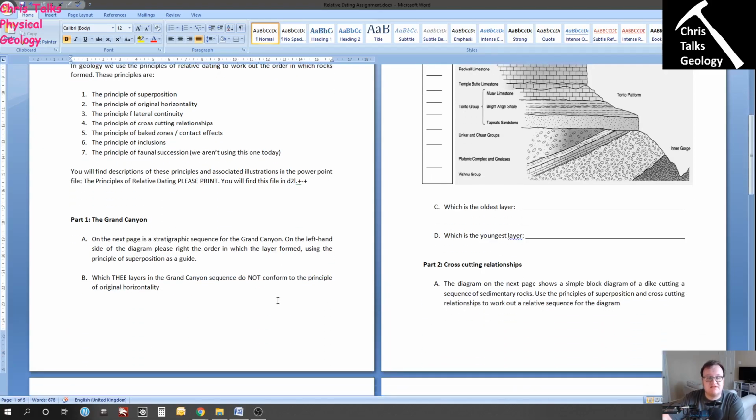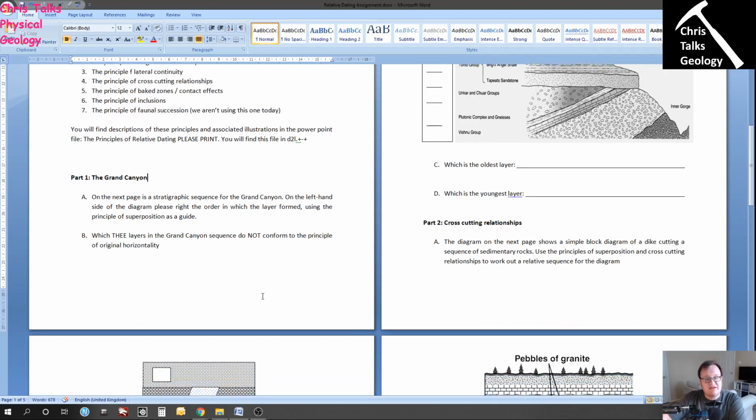So that's part A. Part B then asks us which, oh, I'm having a really bad spelling day, aren't I? Let's correct that right now, because we are not talking Old English. Which 3 layers in the Grand Canyon sequence do not conform to the principle of original horizontality? If you don't remember what the principle of original horizontality is, take a second, go back to the lecture and find out. I'm not going to tell you.